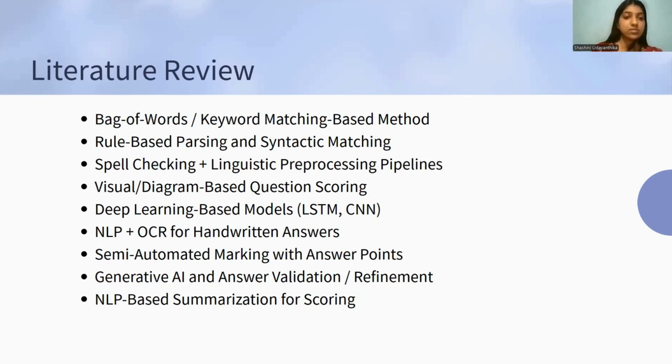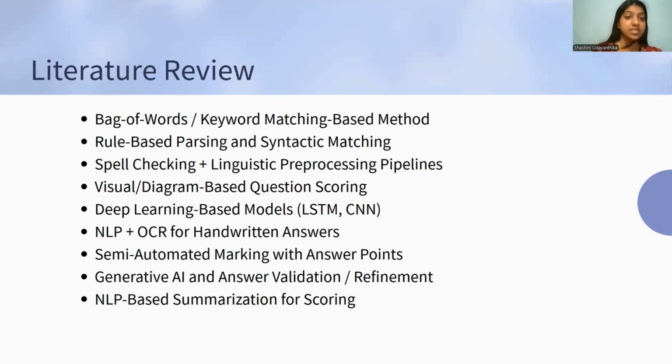Another one is more advanced systems that use deep learning models like LSTM and CNN, which can capture the context of long answers. However, they require large datasets and lack explainability. After that, they move to the OCR plus NLP method for evaluating handwritten scripts, converting physical exams into digital form before applying semantic analysis.